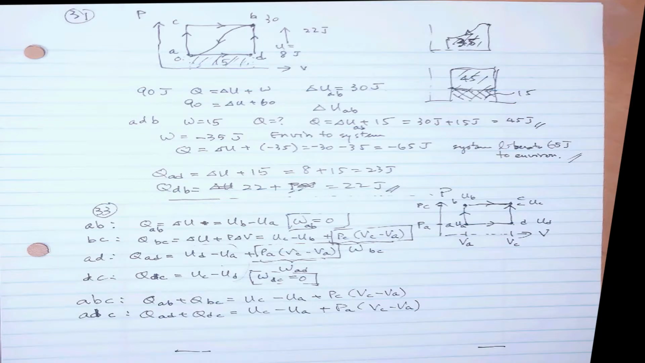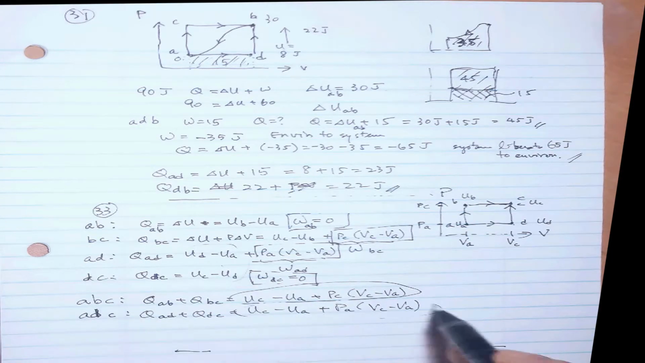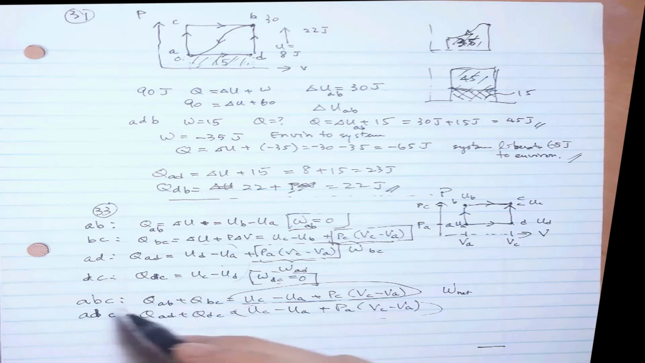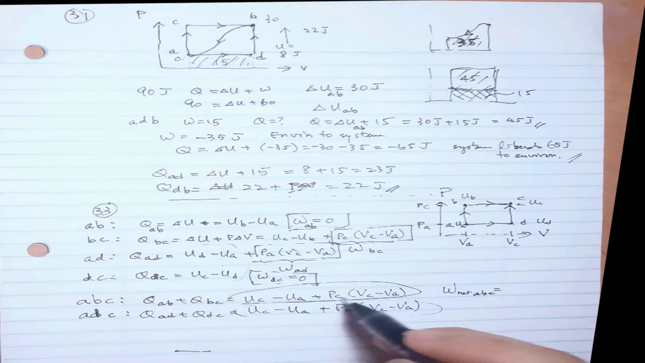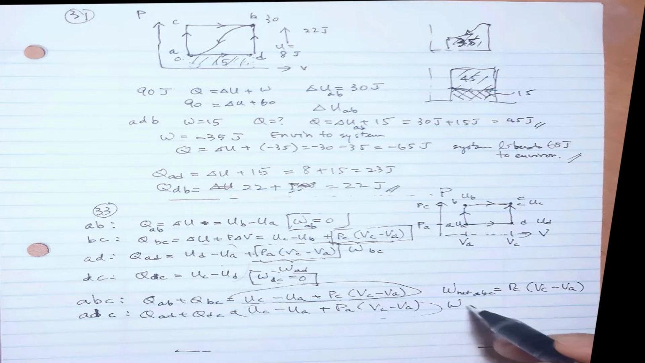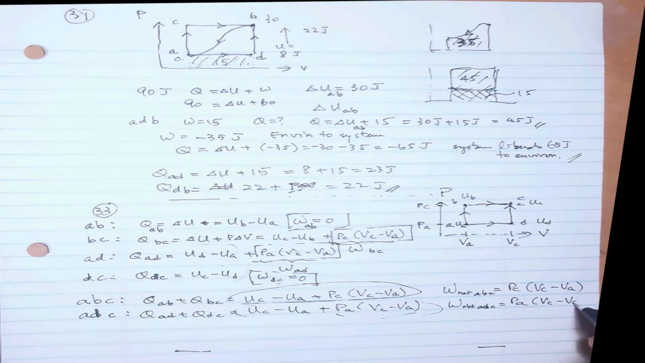So the question is, find the net heat flow into the system, and the net work done by the system for each path. The net heat flow will be this for each system. And the net work done for ABC will be PC times (VC minus VA), and the net work done for ADC will be PA times (VC minus VA).